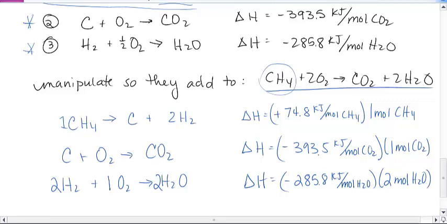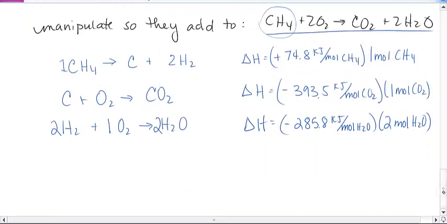Now here's what I want you to see. If I take these 3 equations and I add them together like a math problem, I'm going to see if they add up to the equation I want. And here's how you do it. Anything that's found on the left side of one arrow and on the right side of the other arrow, I can cancel out. If things are found on the same side of the arrow, like these guys, both on the left side, I have to add them.